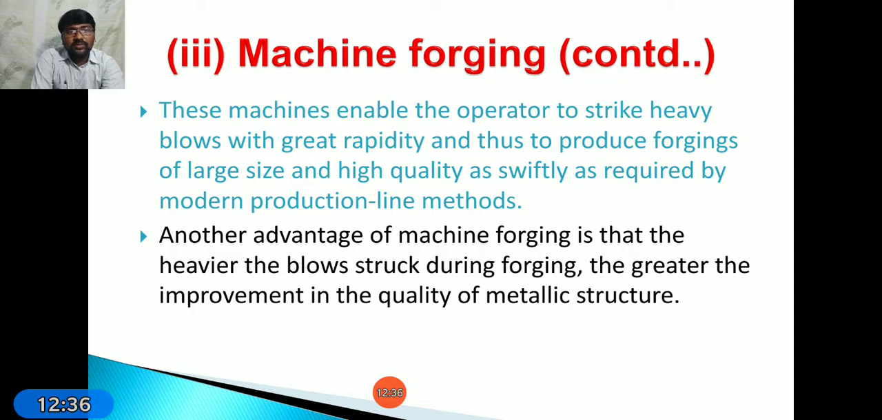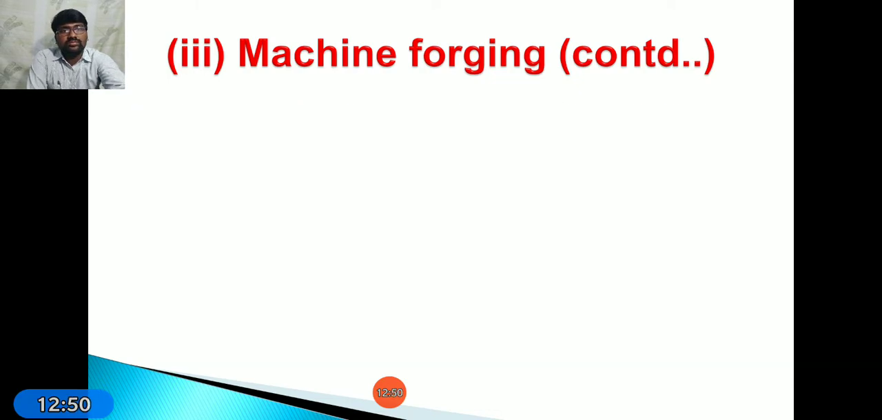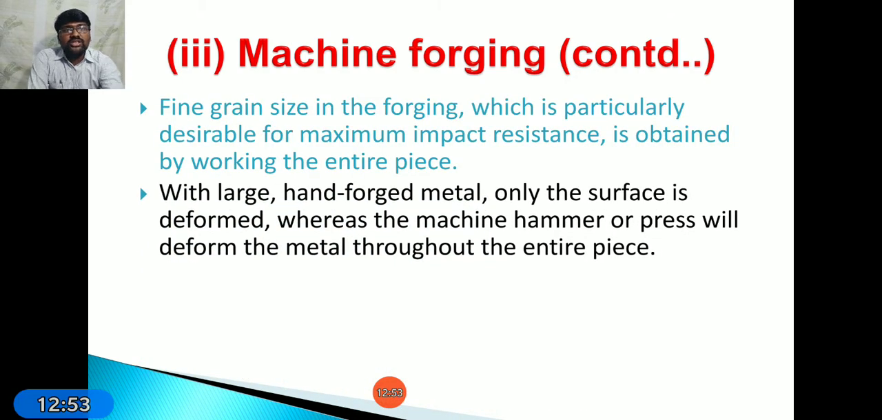Another advantage of machine forging is that the heavier the blow struck during the forging process, the greater the improvement in quality of the metallic structure. By using machine forging, a fine grain size in the forging can be obtained, which is particularly desirable for maximum impact resistance and is obtained by working the entire piece. With large hand forged metal, only the surface is deformed, whereas with a machine hammer or press, the entire workpiece can be deformed at a single time.